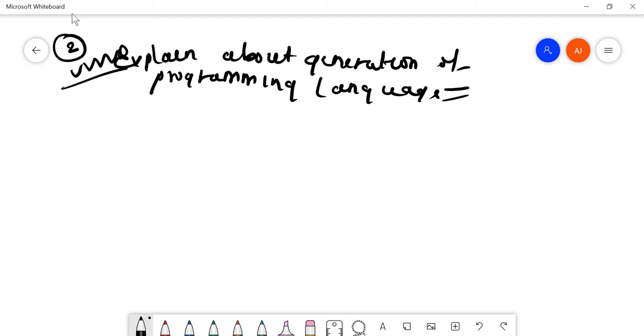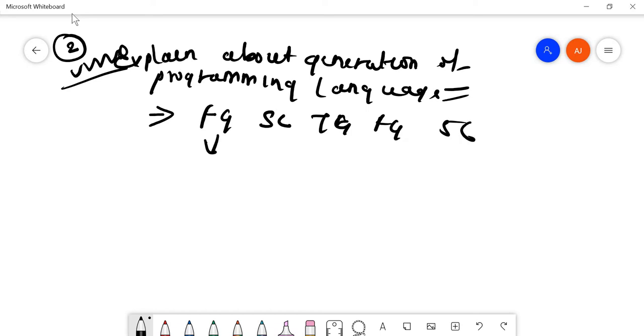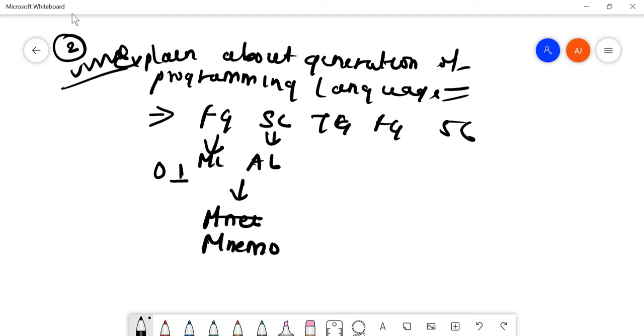So you know the 5 generations of programming language, I think you all know. It is first generation, second generation, third generation, fourth generation, and fifth generation. First generation is also called machine language. In this the language is in the form of zeros and ones. Second generation is also called assembly language. In this the language is in the form of mnemonics. Third generation is procedural level language.